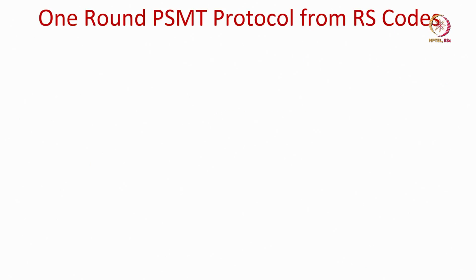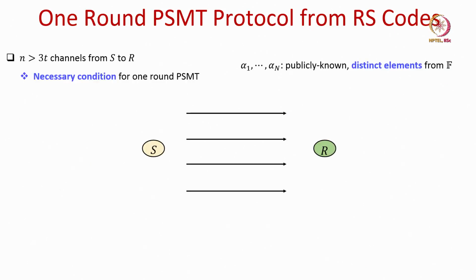Now, based on all these things we will see how to design a one round PSMT protocol. Just to recap, PSMT stands for perfectly secure message transmission problem, and one round means we have only unidirectional wires from S to R. That means R cannot communicate back. And we had also discussed that the condition n greater than 3t is a necessary condition for any one round PSMT protocol. We have derived this necessary condition.